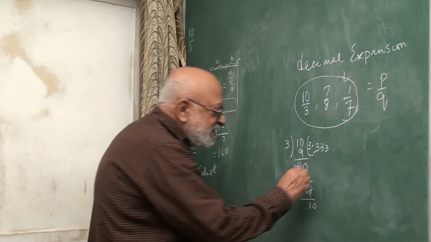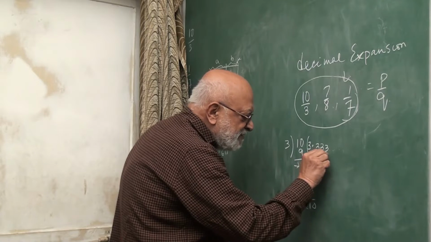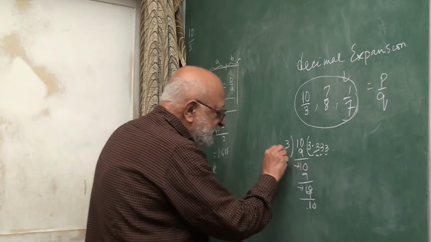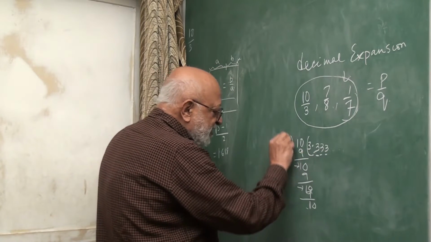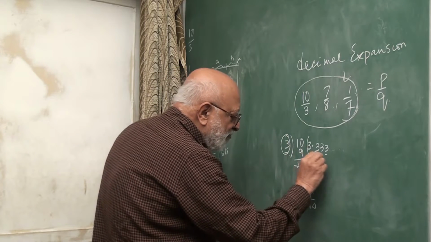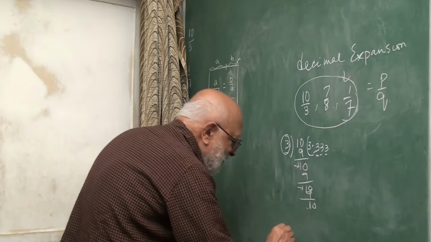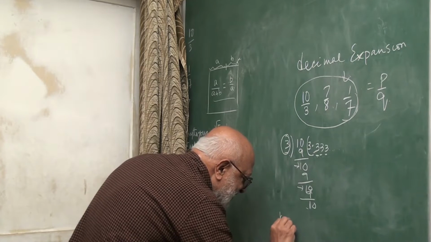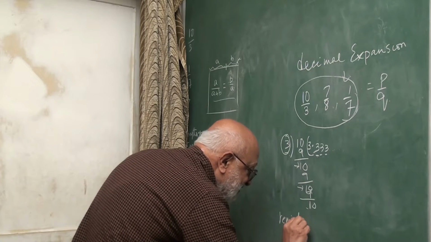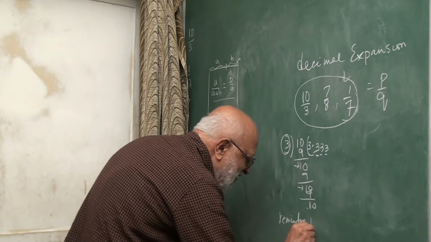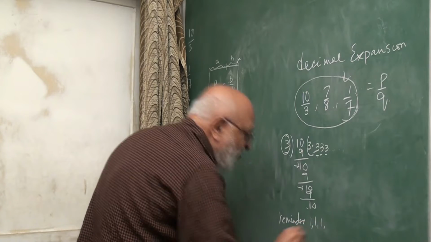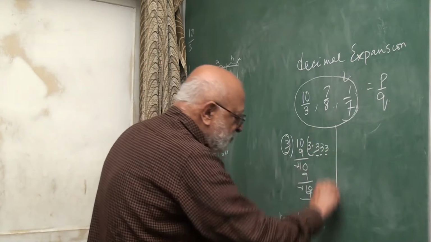So these 3 repeats. Remember, the division is by 3 and one number is repeating. So its remainder in each case would be 1, 1 and 1.